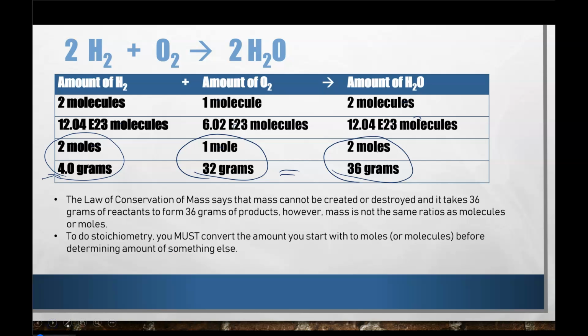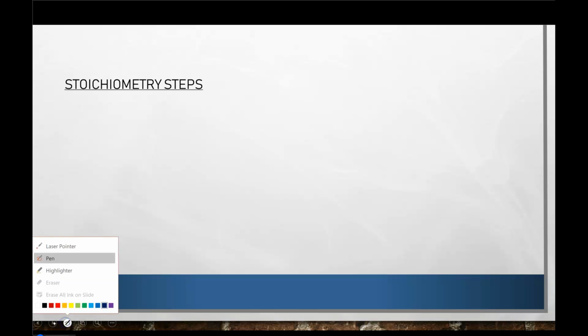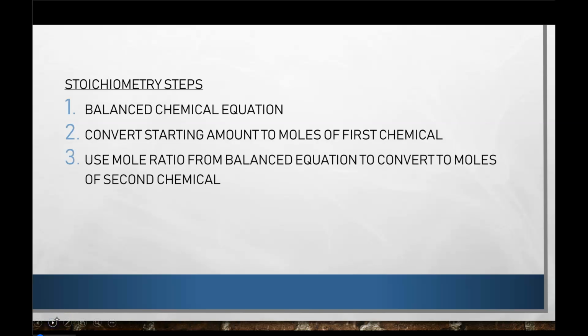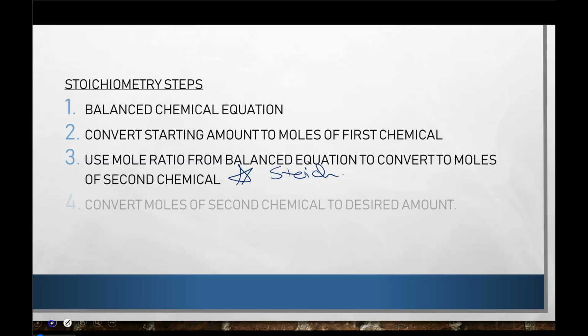So to do stoichiometry, you must convert the amount you start with to moles. Or if you feel like going all the way to molecules, you can do that too. But you have to definitely do moles. So first thing you need is to balance the chemical equation. Then you're going to convert whatever you start with to moles of the first chemical. You're going to use the mole ratio from the balanced equation to convert to moles of the second. This right here is stoichiometry. That's the only part of it that's stoichiometry. The next step is just a conversion. It's the one in the middle that makes it stoichiometry.